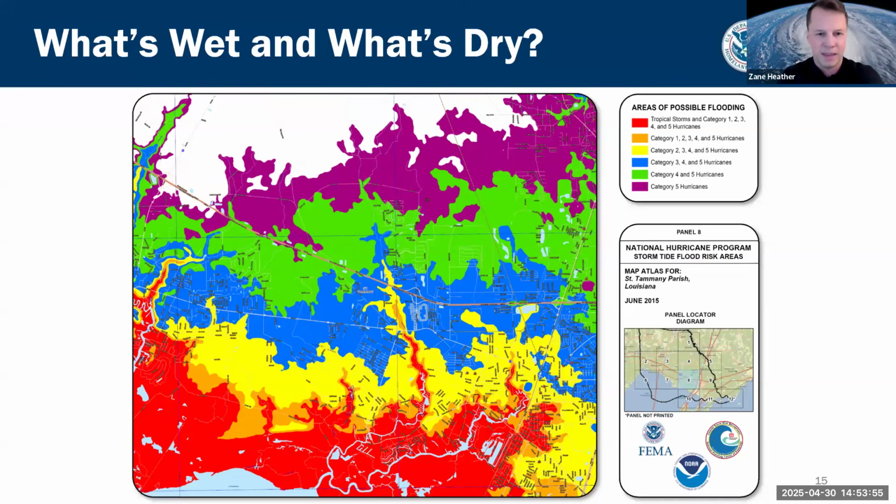We look at this map that you see in front of us. This is an overlay of SLOSH MOMs over St. Tammany Parish in Louisiana. If you start closest to the coast in that bright red color, that is the tropical storm level, the tropical storm MOM, and only the tropical storm MOM. So that is the extent of tropical storm.